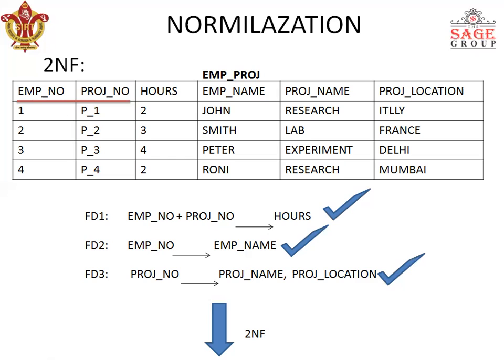If the dependency still holds after removing part of the key, that is a partial functional dependency. So with the removal of project number or the removal of employee number, does the dependency hold? No, because hours cannot be identified only with project number or only with employee number. So these three functional dependencies are okay.